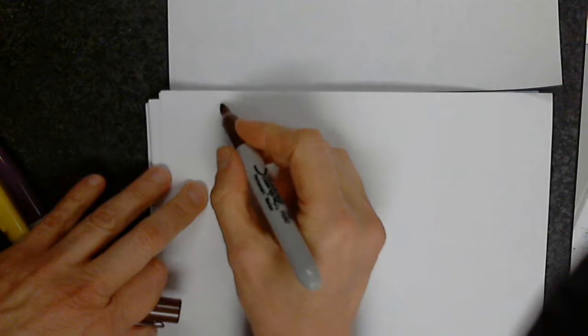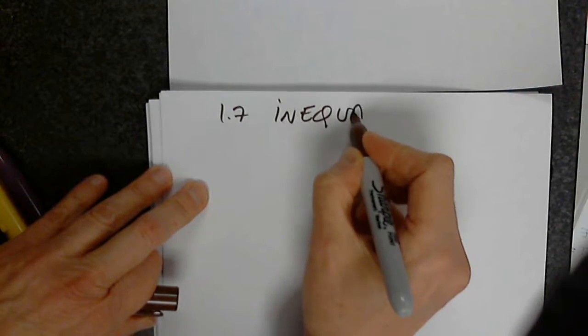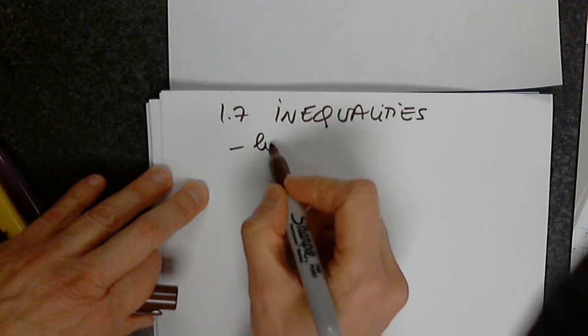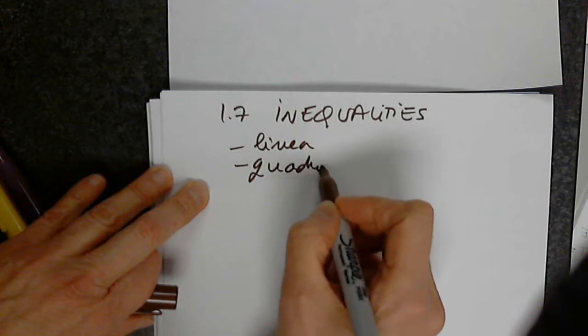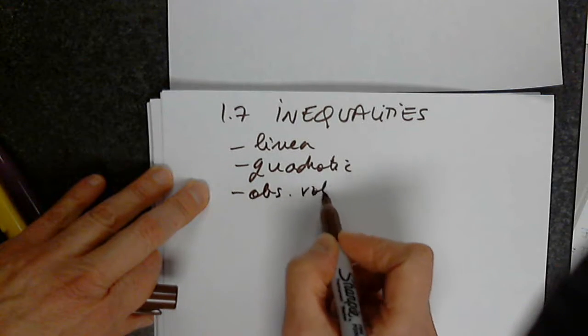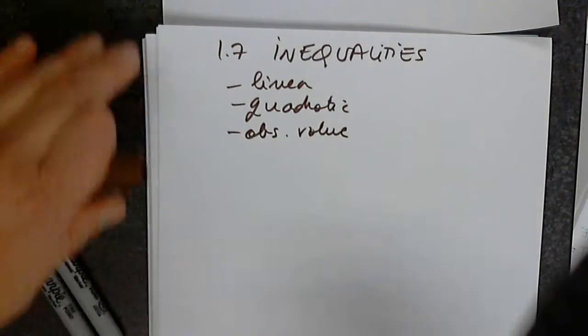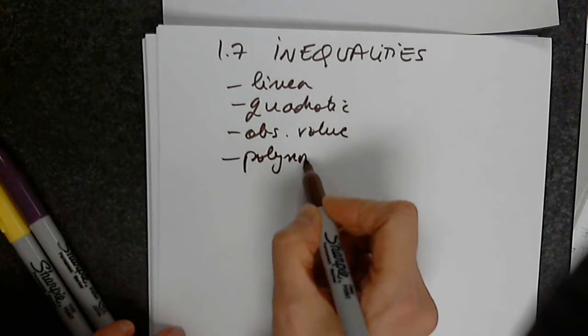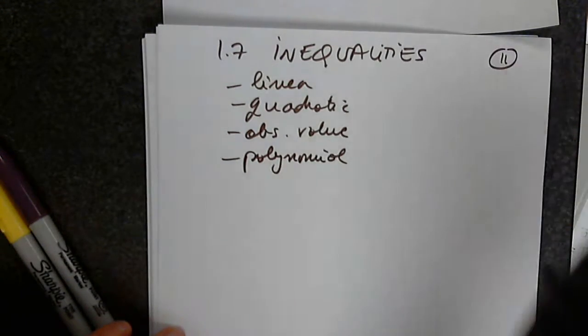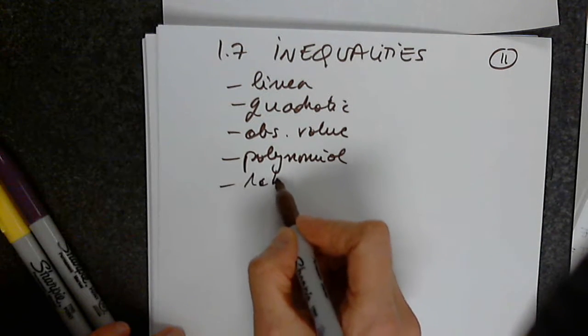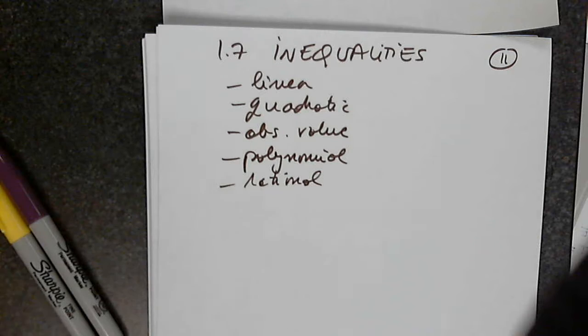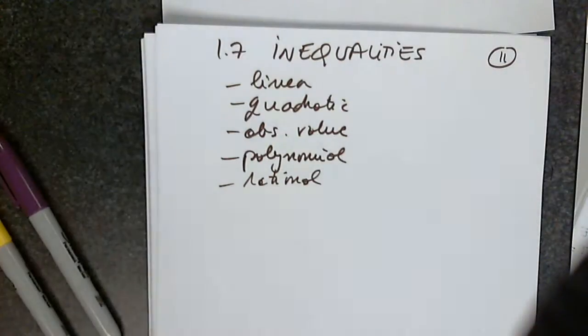So for 1.7, inequalities: linear, quadratic, absolute value, polynomial, which is higher than quadratic, rational. That's it. This is the things of practice. This is the things that I would like you to choose from so I can illustrate. Anything you want. Rational, quadratic, polynomial, linear, absolute value. Please choose.